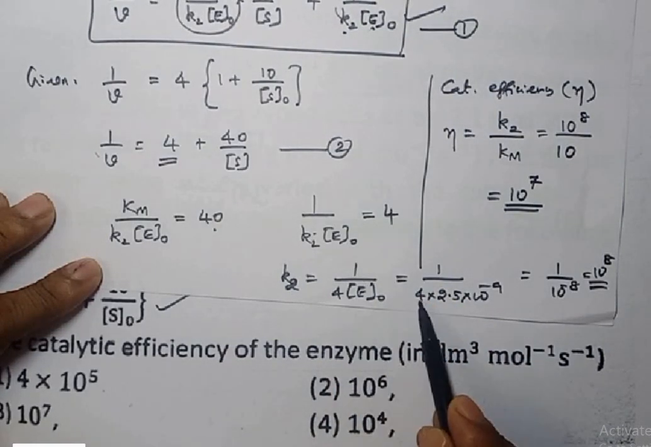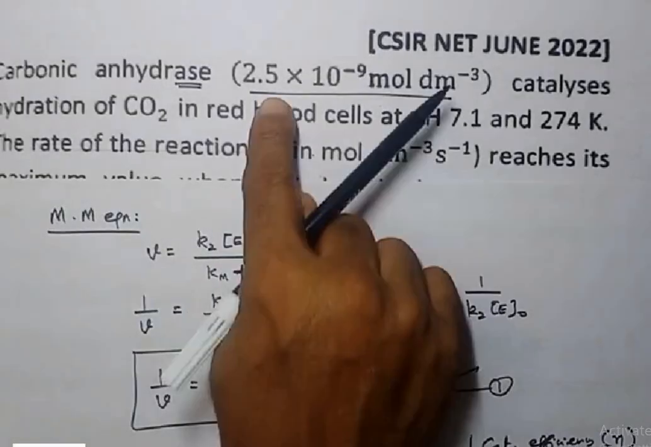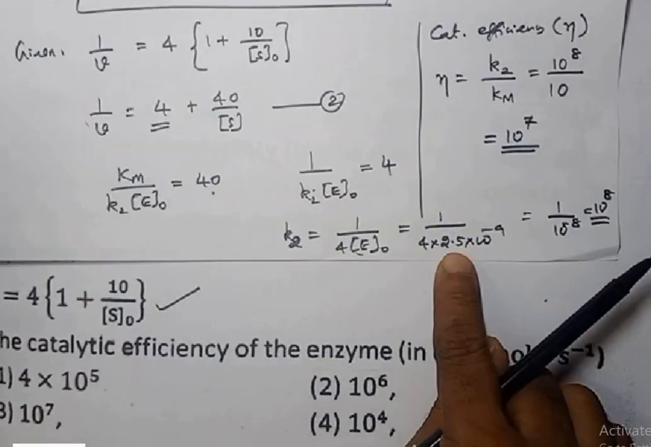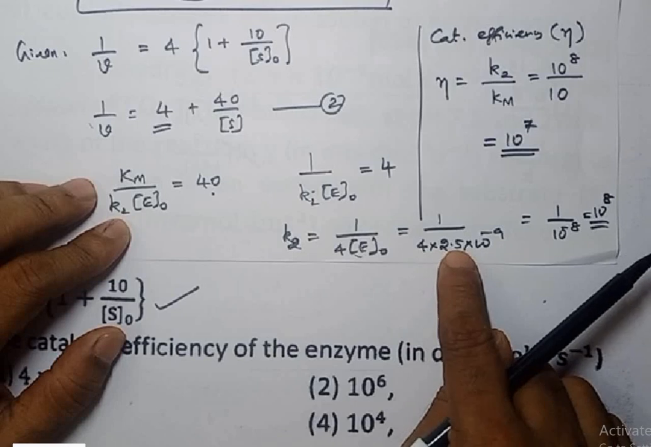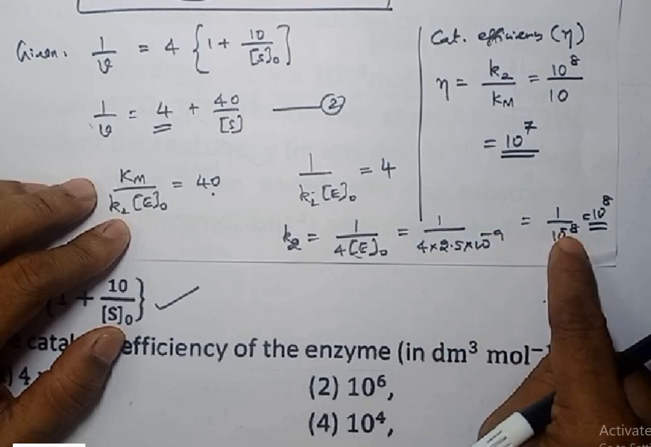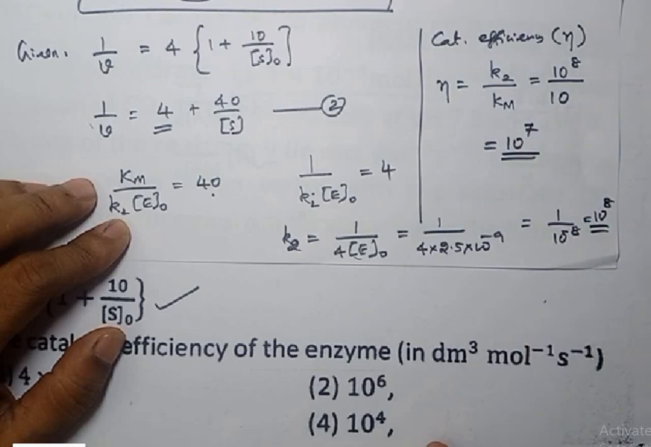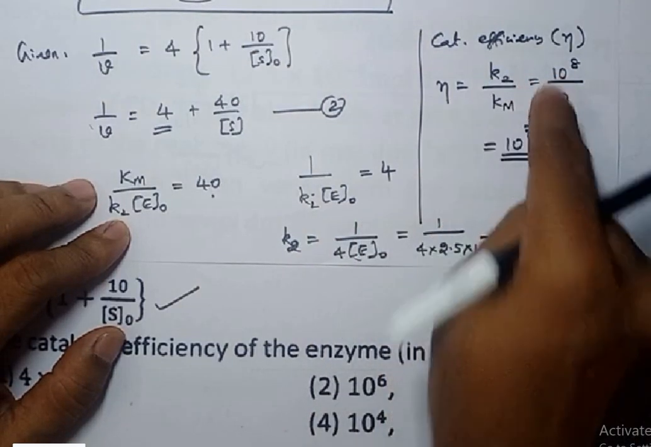Okay, keep the 4 as such. What is E naught? Initial concentration of the enzyme, it is given in the problem, 2.5 into 10 power minus 9. Just substitute that value here and multiply by 4. You will get 4 into 2.5 is 10. 10 into 10 power minus 9 is 10 power minus 8. Bring the 10 power minus 8 to the numerator. You will get 10 power plus 8. That is the value of K2. So in the place of K2, you put 10 power 8.